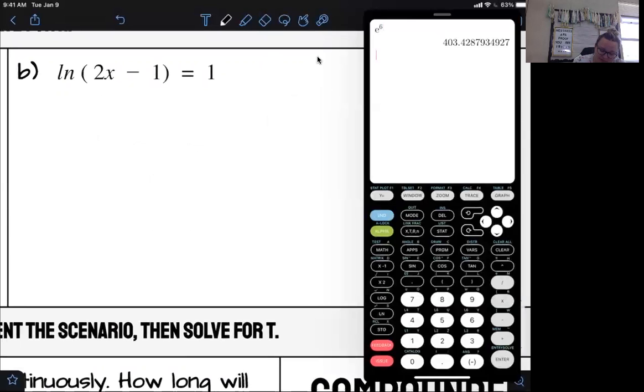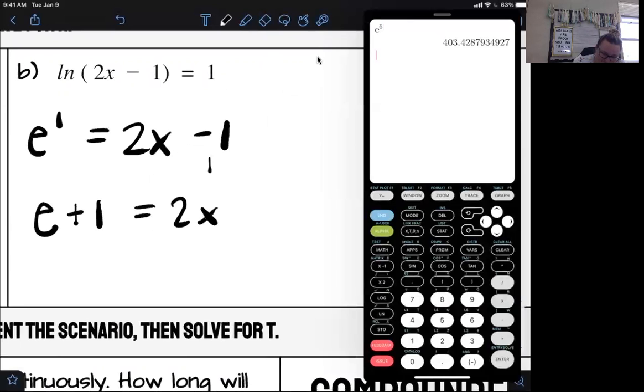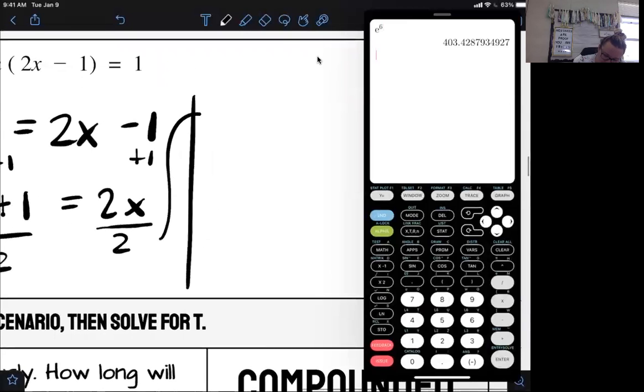So you should have rewritten this as e to the 1st is equal to 2x minus 1. E to the 1st is just e. You add 1 to both sides. Then divide both sides by 2. So we get x is equal to e plus 1 over 2.